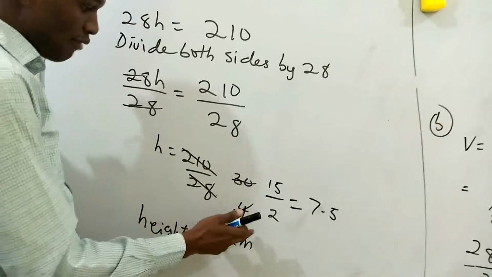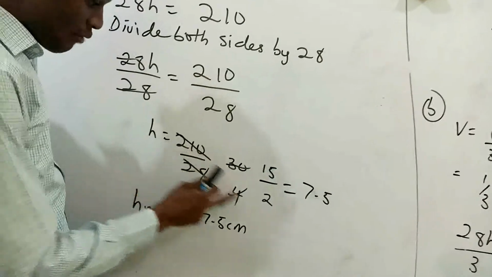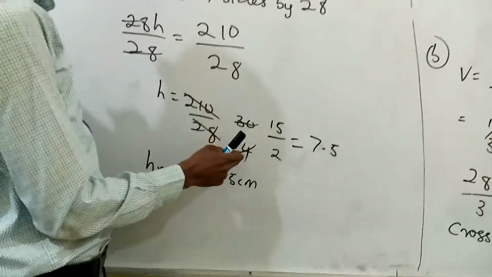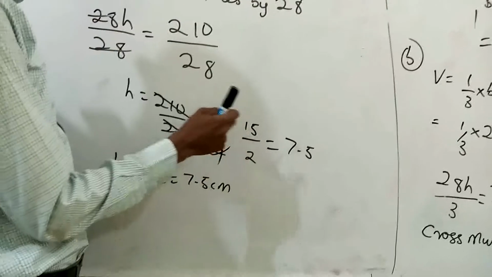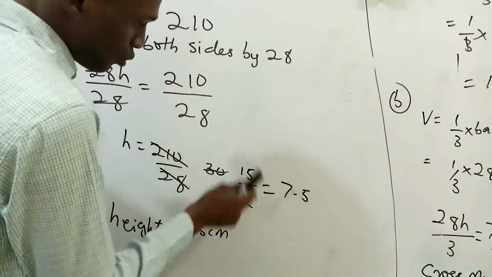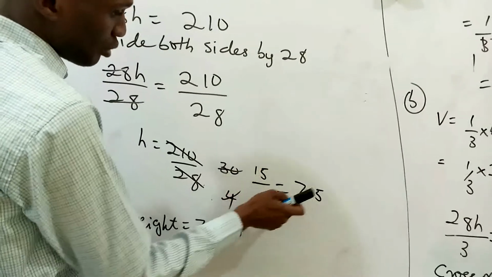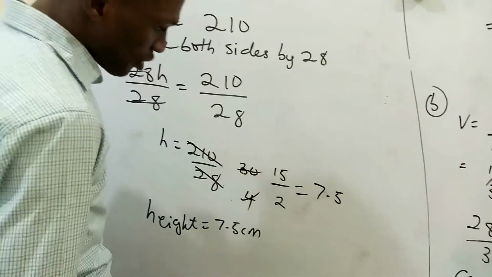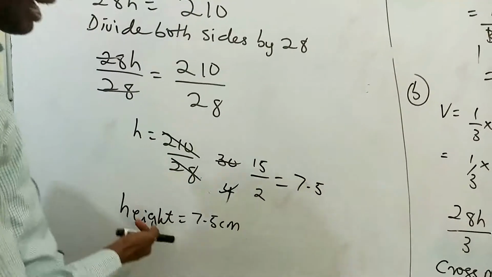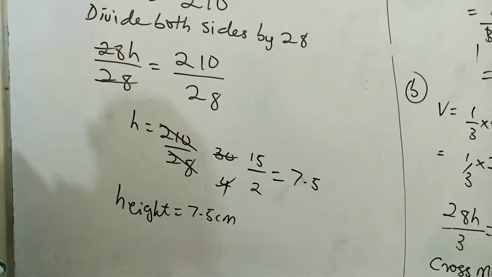7 into 28, we have 4. 7 into 210, we have 30. 2 into 4, we have 2. 2 into 30, we have 15. So we have 15 over 2, which is equal to 7.5 cm. We convert this to decimal, we have 7.5 cm. So our height is 7.5 cm.